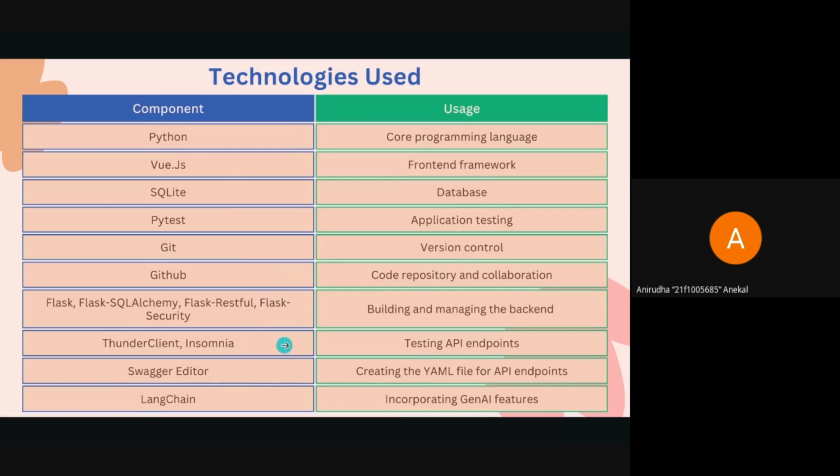Now, ThunderClient and Insomnia have been used for front-end API testing, and PyTest has been used majorly for the back-end testing and a little bit of API testing. The Swagger editor, as I'd said before, is just for visualizing the API endpoints and creating the API.